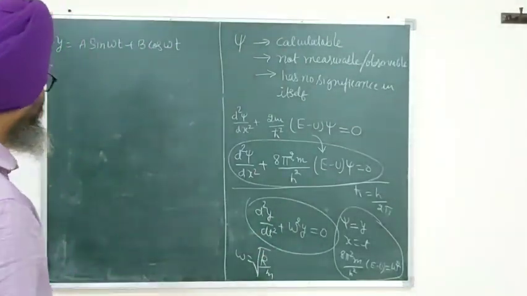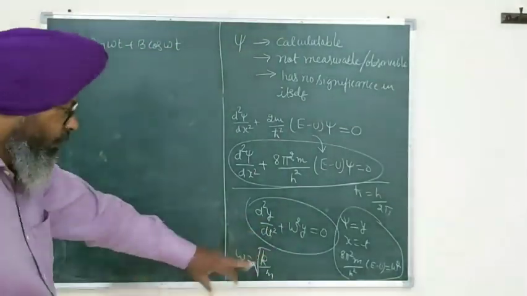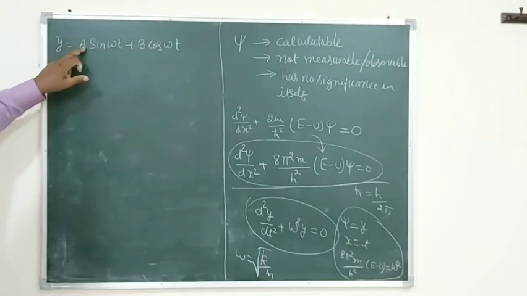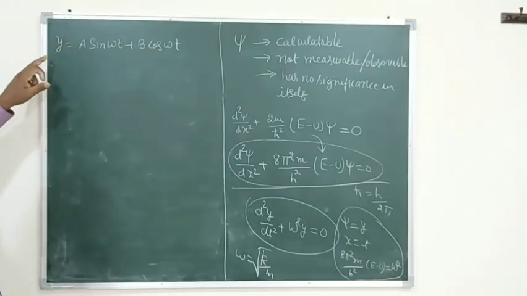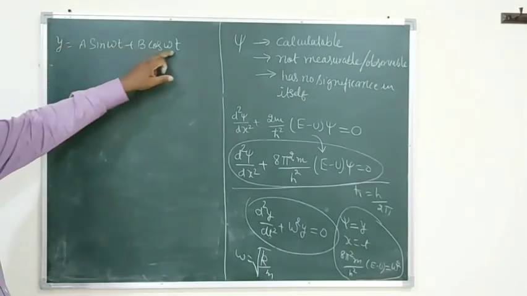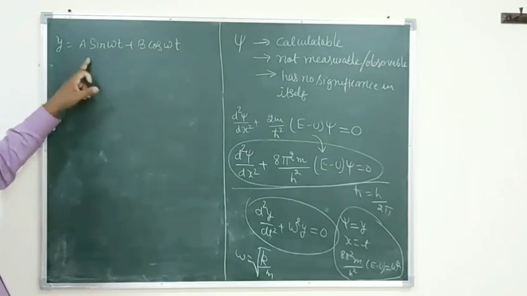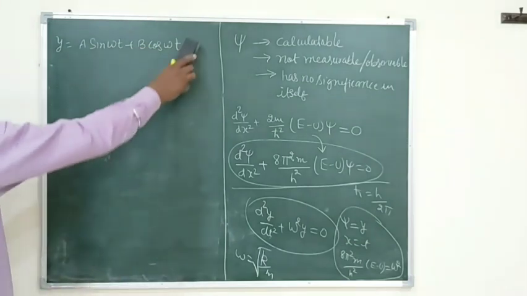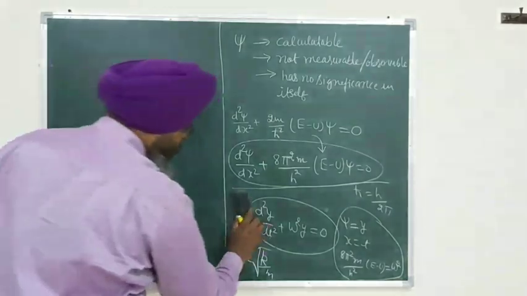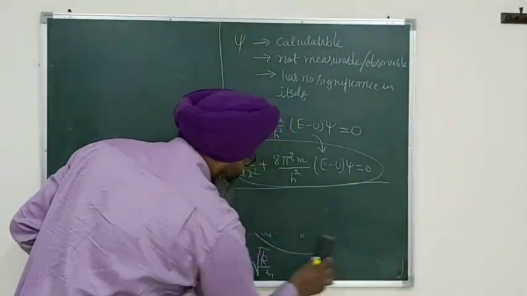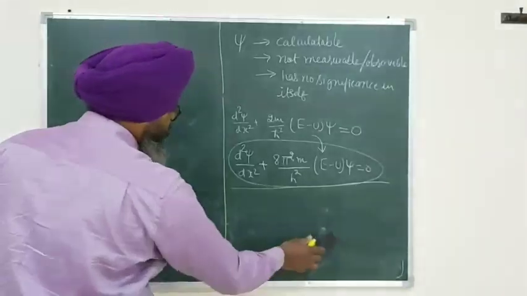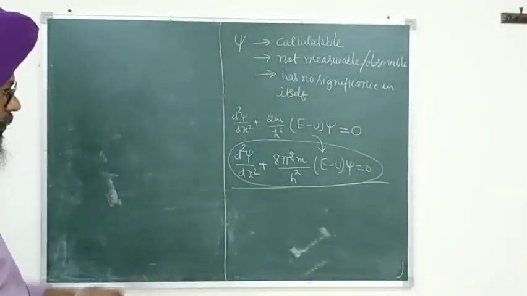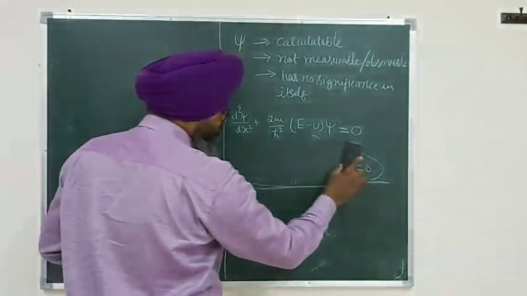Similarly, if I solve this differential equation, I would get two constants of integration and y as a function of t, and omega will be my answer. Now I will erase this part.